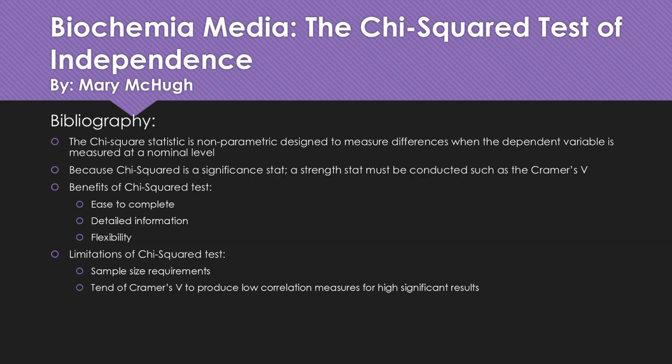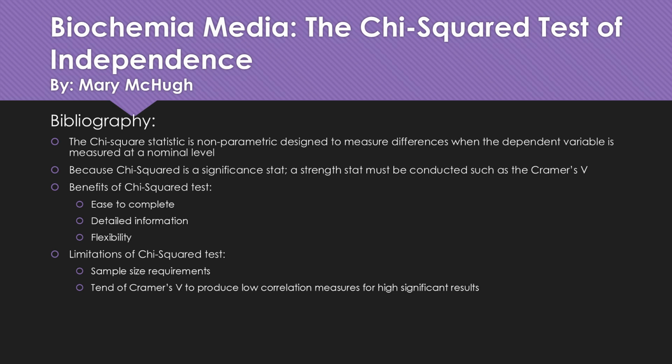The second article is from Biochemia Media, The Chi-Square Test of Independence by Mary McCuff. In this article, it stated that the chi-square statistic is non-parametric, designed to measure differences when the dependent variable is measured at a nominal level. Because chi-square is a significance statistic, a strength statistic must also be conducted, such as Cramer's V.